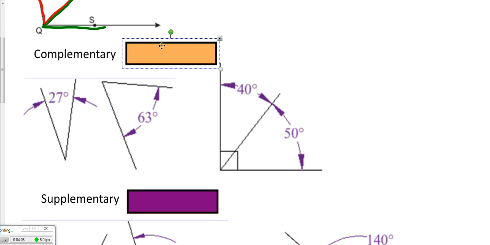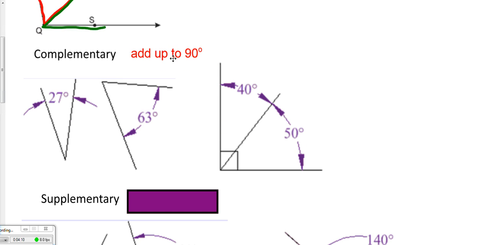Complementary. Complementary angles are angles that will add up to exactly 90 degrees. So these two complementary angles do not touch. They are not adjacent, but 27 degrees plus 63 degrees does add up to 90 degrees. So these would be considered complementary.